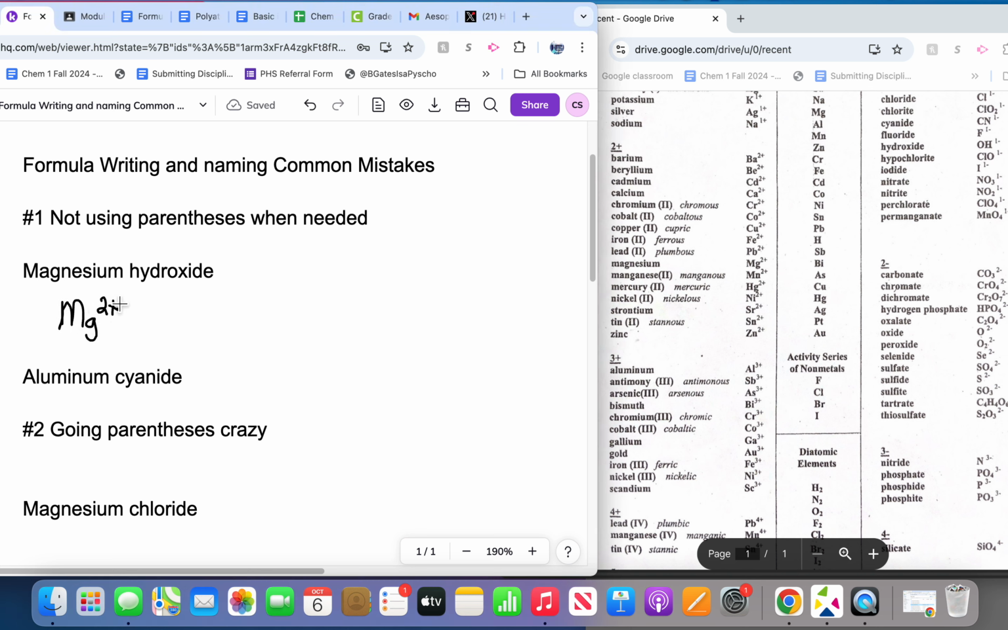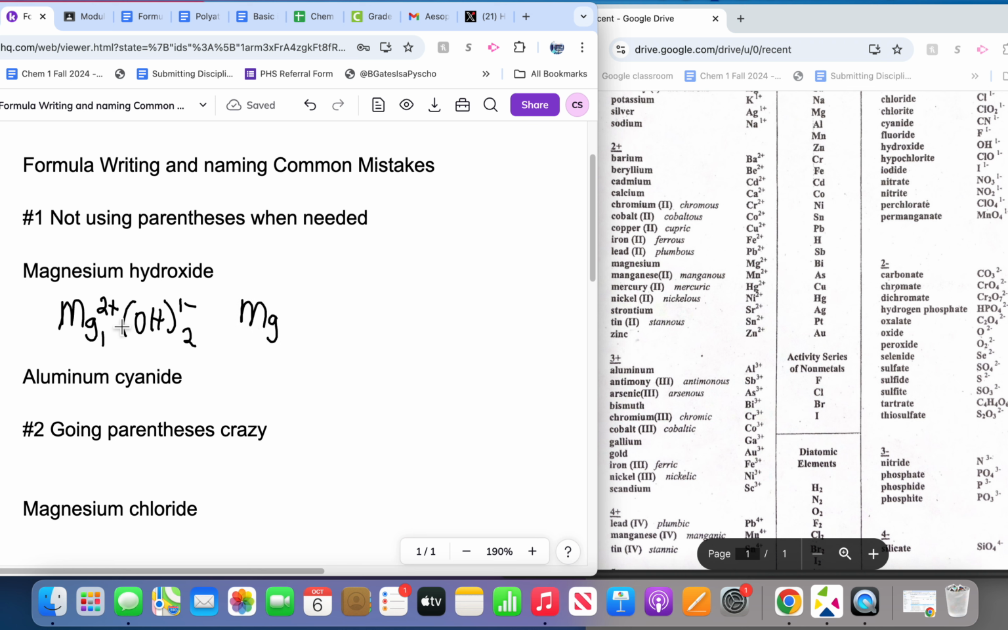plus. You look up magnesium on the ion chart. You look up hydroxide, it's OH and it's 1 negative. Okay, the charges aren't the same, so you crisscross: 1, 2. Now, when you rewrite it, you would go magnesium.